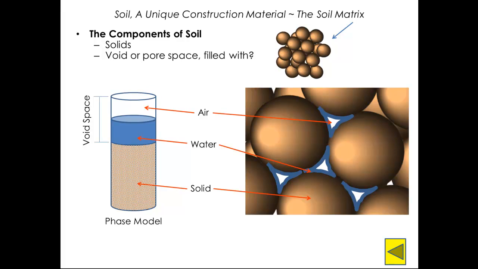Soils will have some combination of both water and air filling that void space as shown. The amount of water in a soil is called the soil's moisture content and can be determined with a simple test. Another way to visualize soils is with the use of a phase model like we see to the left. Keep in mind that the void space and the amount of water in a soil is highly variable.